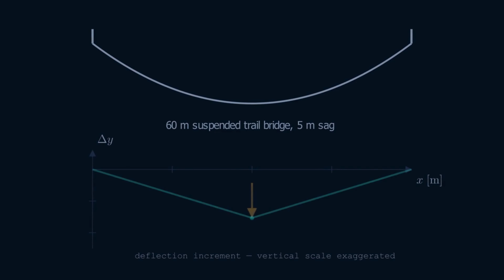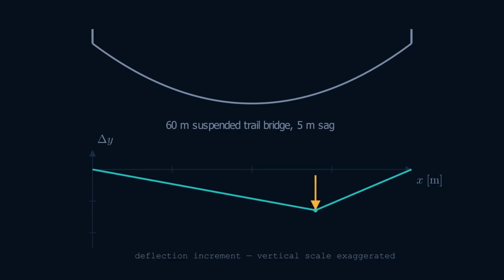One person on a suspended trail bridge. The deflected shape is two straight lines meeting under their feet. You can work that out in a minute, and the answer at midspan is PL over 4T, 31 millimeters. Move them, and the tent moves with them.